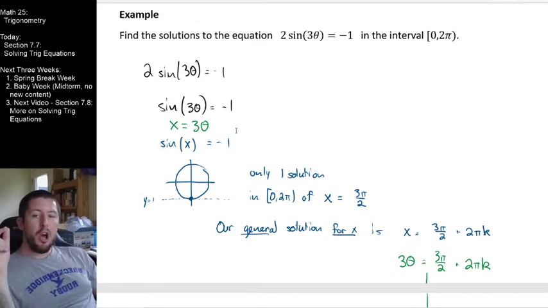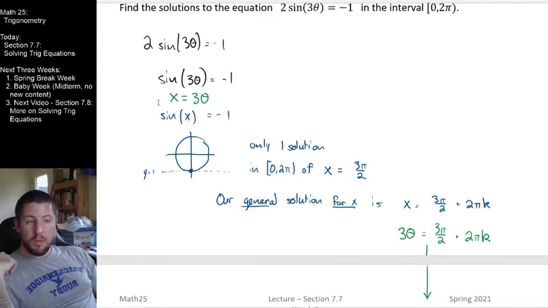I said to myself, I know when sine gets down to -1, that's going to be at 3 pi halves right there, right? Positive 3 pi halves rotation to get there. And so I came up with a general solution in terms of x, but x is not a variable that I'm interested in. Theta is the variable that I'm interested in.